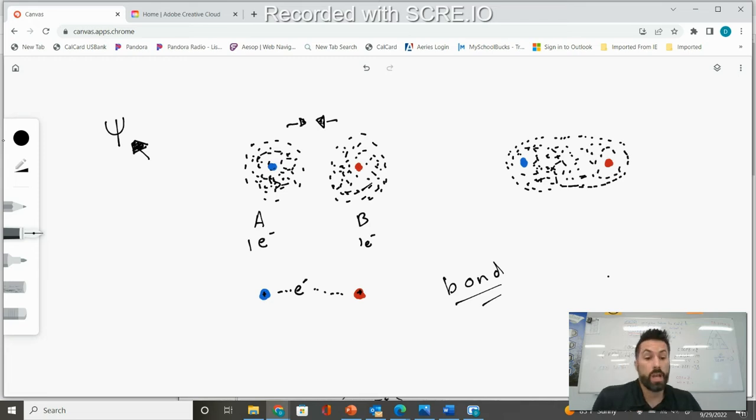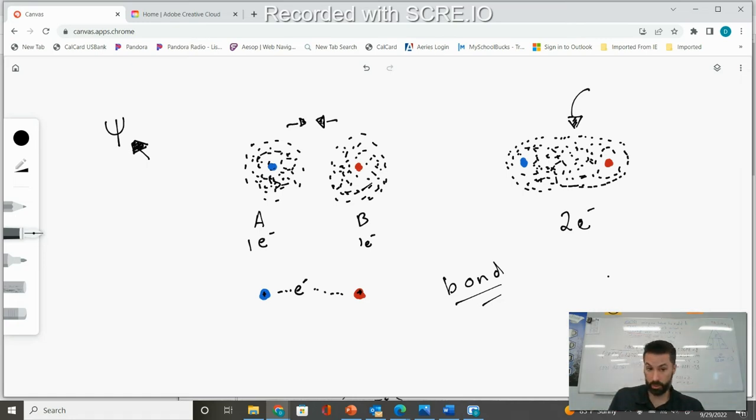So now I got two electrons. And what happens is if we look at what we call our electron density, instead of being separated, now my electron density is actually in between my two nuclei. Okay? And there's actually two electrons there. Okay? That is the basics of chemical bonding.